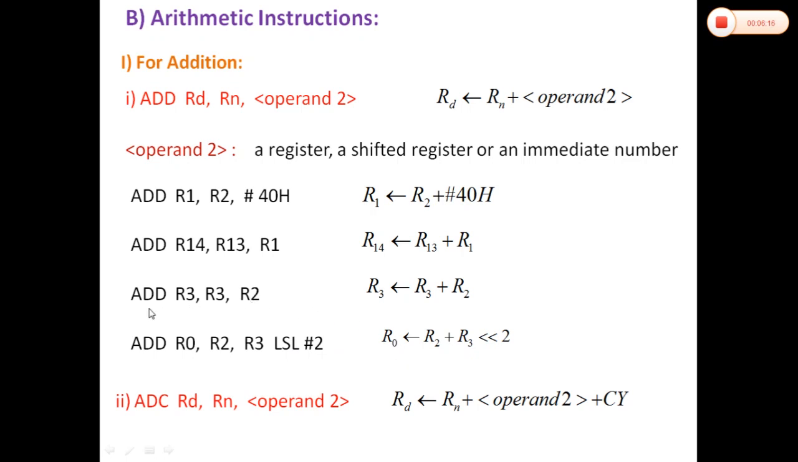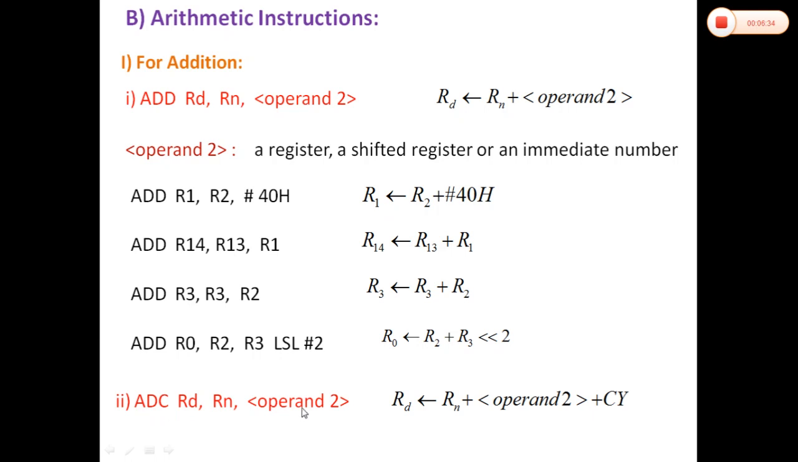It is possible that the destination register may be the same as one of the source registers. So in this case you can see that R2 will be added to R3 and the result will be stored in R3. So these are some variations of addition type of instructions.